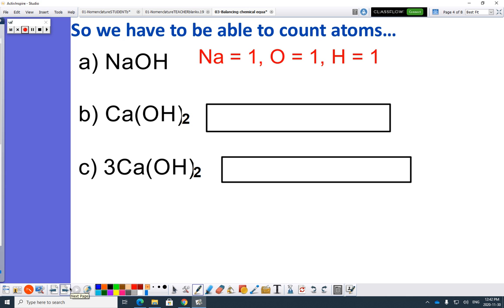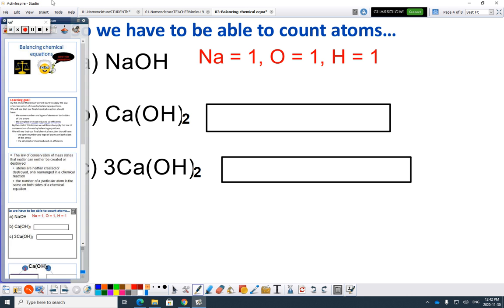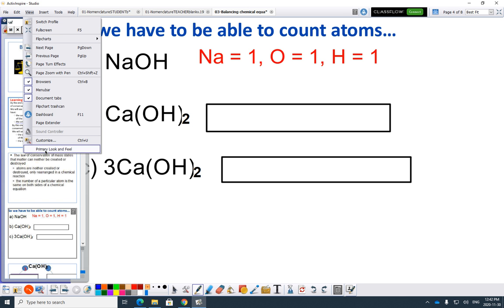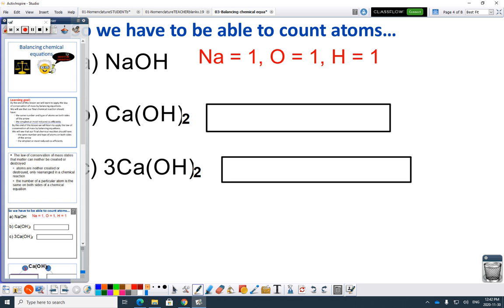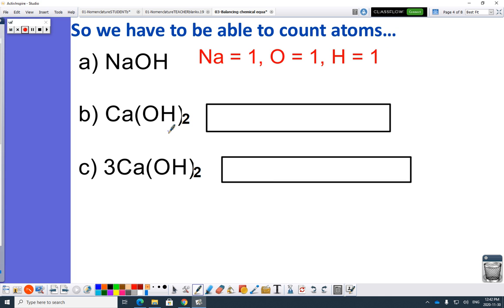So we'll just review a little bit about how to count atoms. We already talked about this. This is similar to math. If there's nothing written here, then a 1 is understood. We'll look at a shortcut where you can actually count the polyatomic ion as the polyatomic ion, especially in displacement, but we'll get to that later.